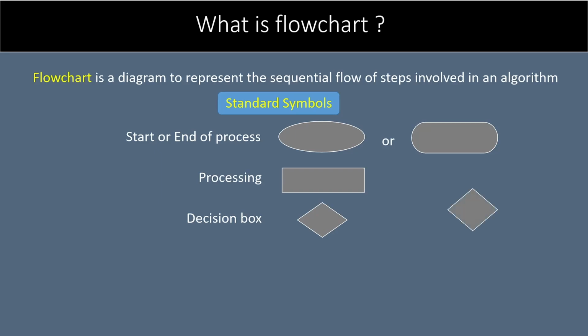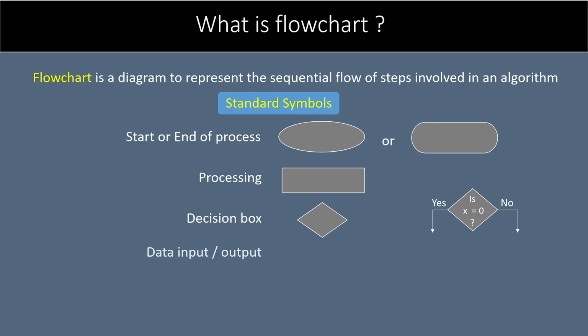Inside the box, we write the condition. For example, is x equals 0 is a condition. The answer of the condition is either yes or no, or true or false. So the decision making box has two branches, the yes branch and the no branch.